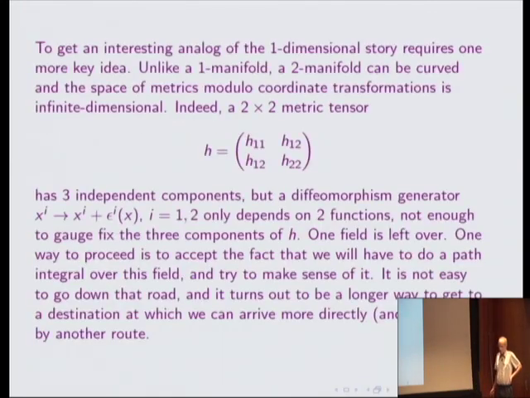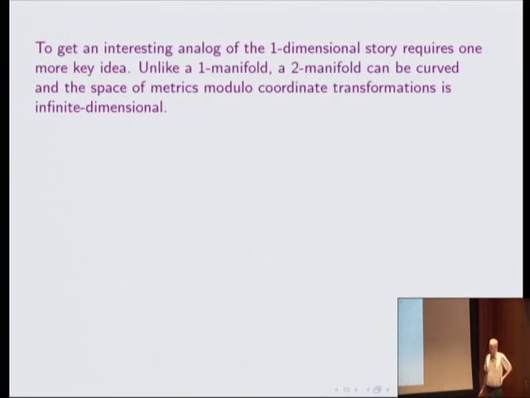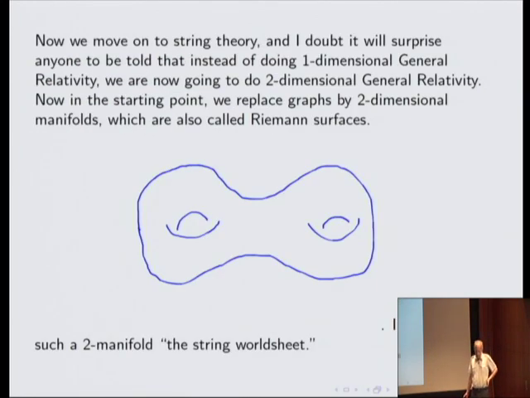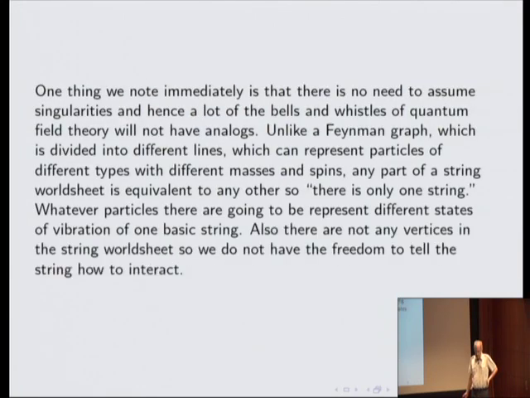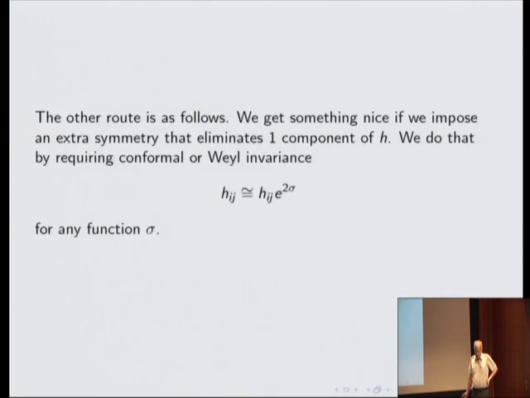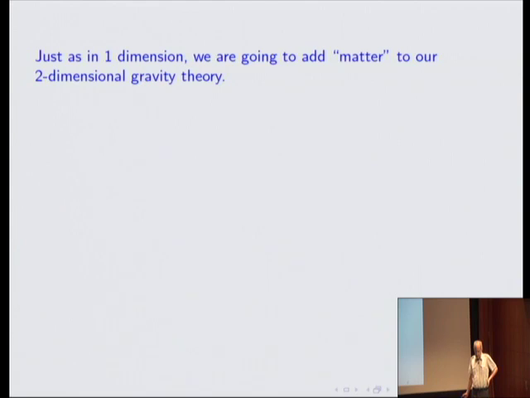So, what did we do? We decided we were going to go from one-dimensional general relativity to two-dimensional general relativity. We replaced graphs by two-dimensional surfaces. Then we needed to impose a conformal symmetry on the metric. And then I gave you a little lesson about two-dimensional surfaces that hopefully didn't make you forget what we're trying to do. And now we're going to add matter to our two-dimensional gravity theory.